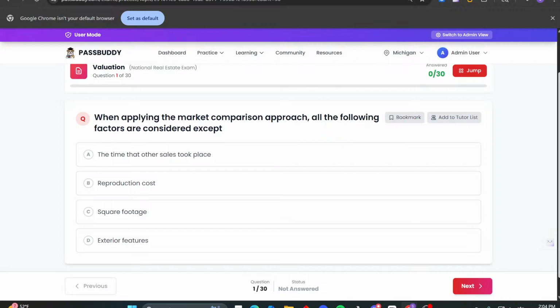So this one, you have to realize the market data approach or the sales comparison approach. I want to ask the question, what is that typically used for? What type of properties is an appraiser typically appraising when they are using the sales comparison or market data approach? They're typically appraising 1 to 4 family properties. So it's usually used for that. Okay. So what wouldn't they consider?